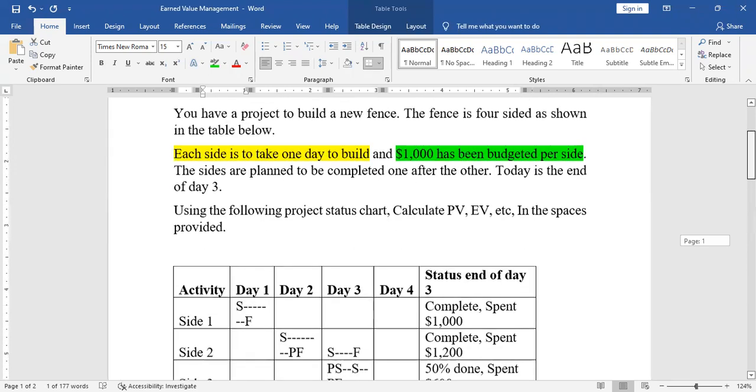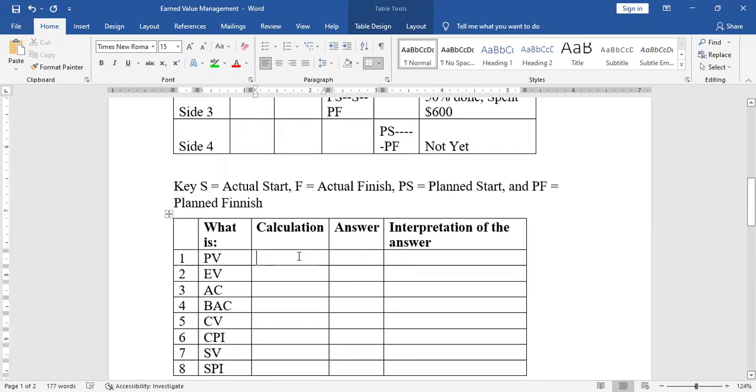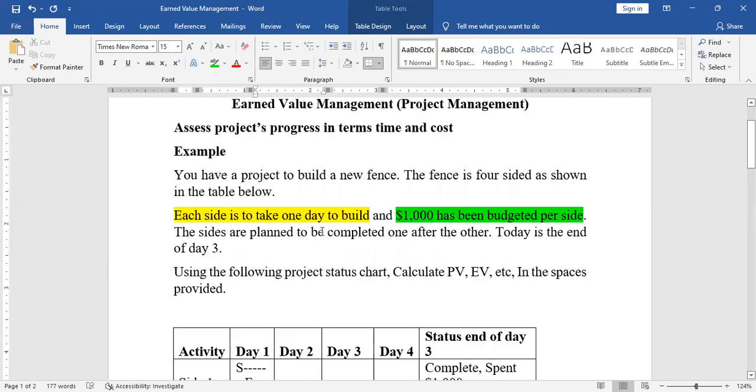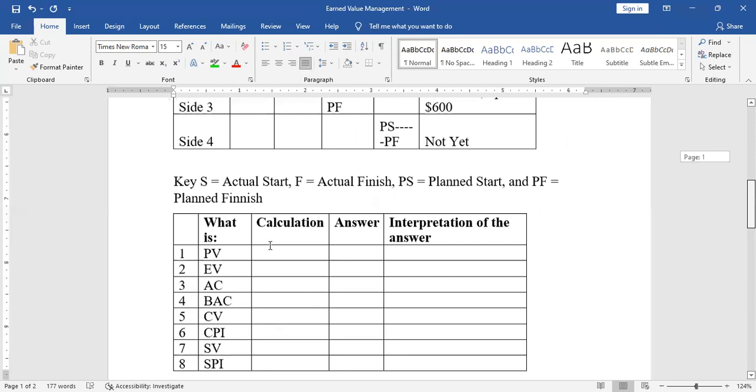So let me start with the planned value. The planned value is the value of work according to plan. So I'll go back to my notes to check what is it that we had planned. Okay, so according to plan, each side is to take 1 day to build, and today is the end of day 3. Meaning by end of day 3, we should have built 3 sides. So I'll come here and insert 3 there.